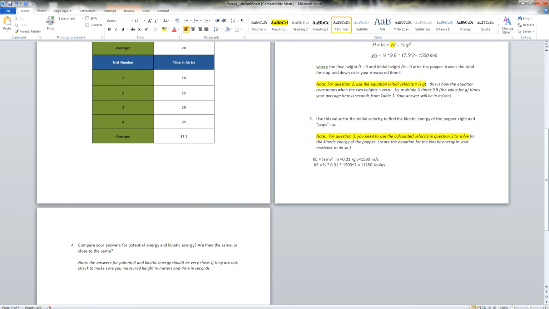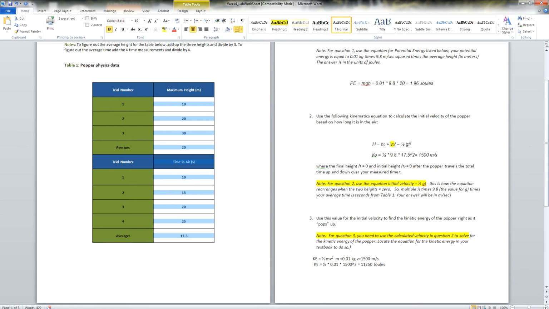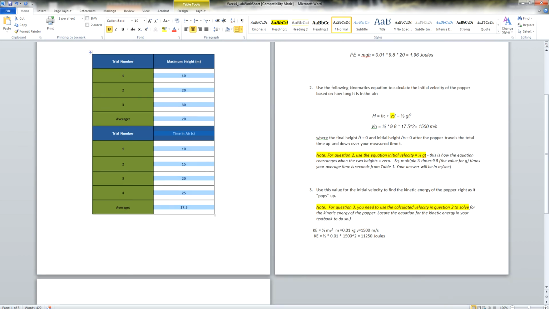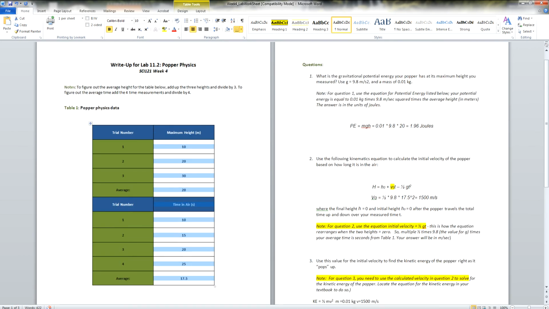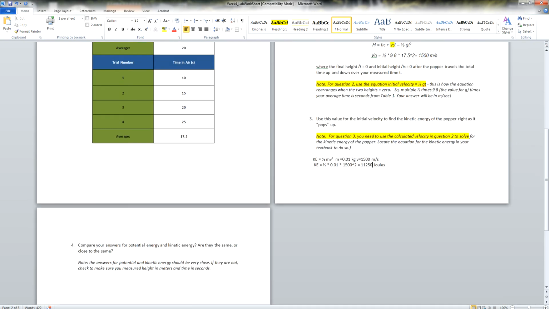joules. Now the reason why this number is this high is because these numbers are made up, they are not accurate measurements. Each step is spelled out here, what you're supposed to do in the table. So take note of that. So that is my KE, the kinetic energy.